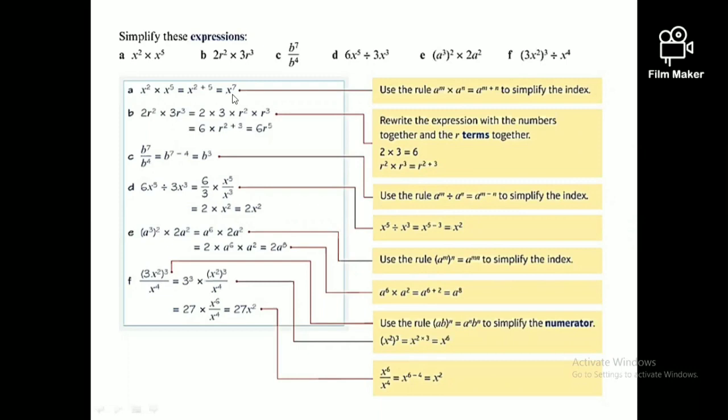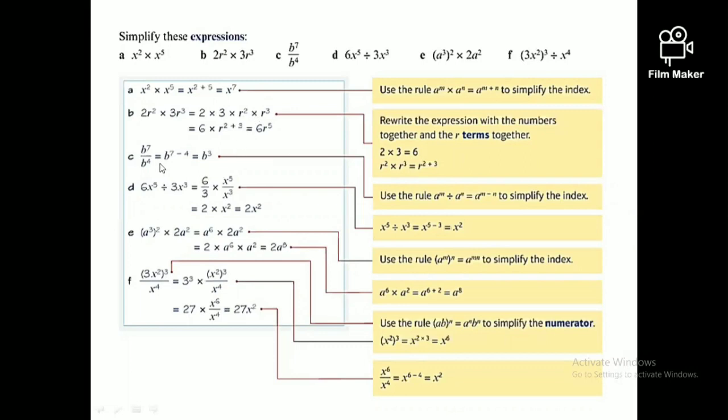Right. The next extension is if you want to multiply 2r to the power 2 times 3r to the power 3. Initially, you can multiply these digits, 2 into 3. This is an algebraic multiplication, so you can add the two powers. Then you can write the final answer: 2 into 3 is 6, r to the power 2 plus 3 is r to the power 5. This is your final answer, right?